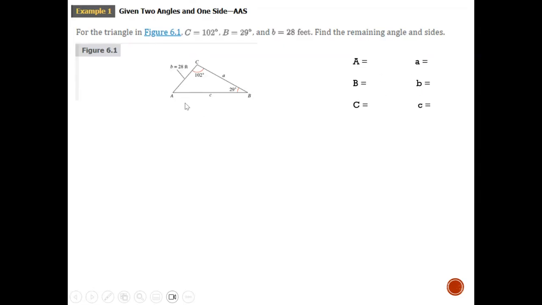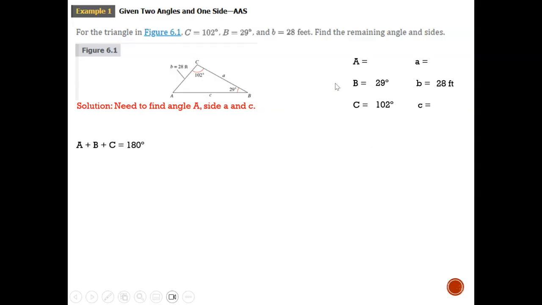Let's first start extracting what's given. They give us angle B is 29 degrees. They also give us angle C is 102 degrees. And they give us little b, side b, is 28 feet. Guys, there's our pair. So we're going to be using the little b with the angle B. But we need to find angle A, side a, and side c.